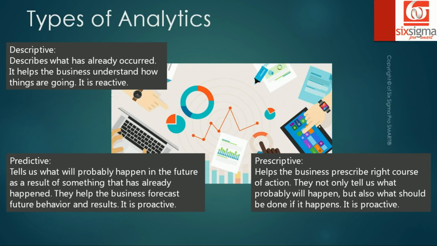And it is again a proactive measure. So predictive tells us what's going to happen. Prescriptive is our action that we should take when we know something is going to materialize. So these are three simple forms of analytics.